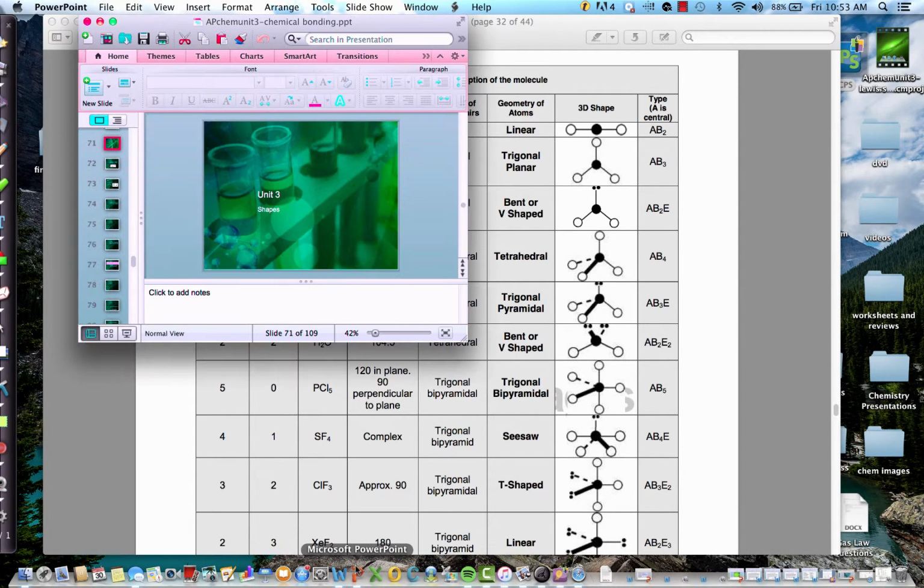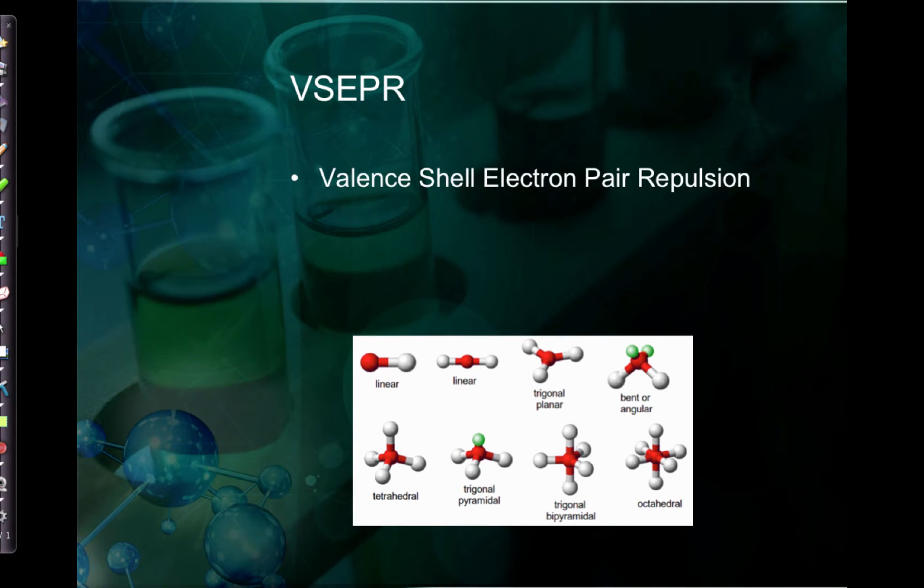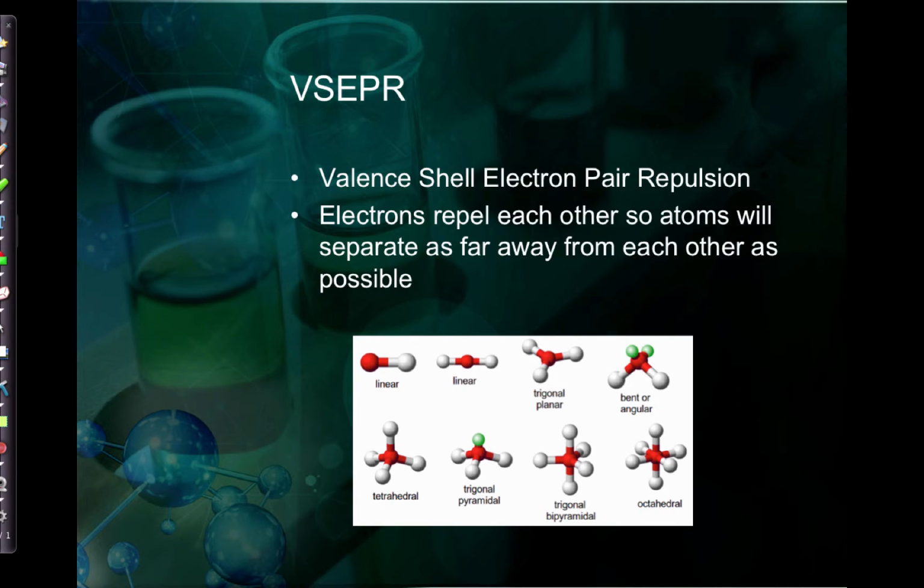All right, so when you're looking at shape, we need to talk about valence shell electron pair repulsion theory. Basically, what this means is that electrons repel each other. So when you make a molecule, your atoms are going to separate as far away from each other as possible because they're repelling each other. So they're going to have certain angles between the atoms.